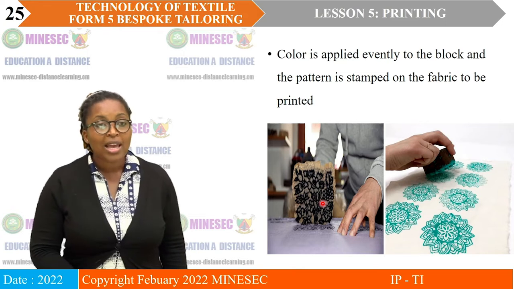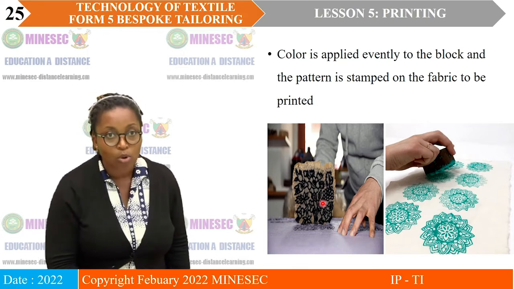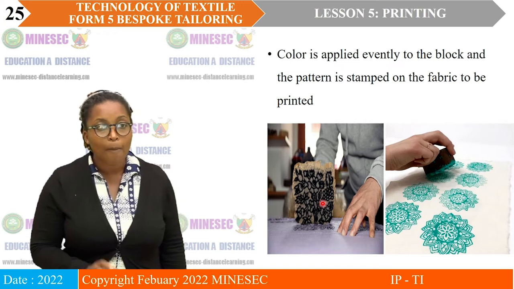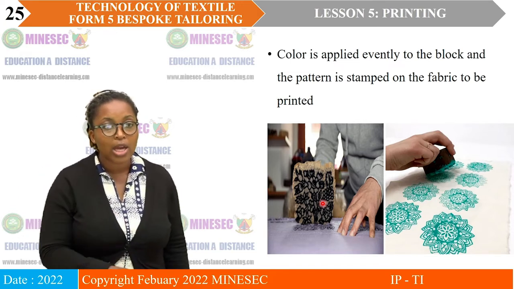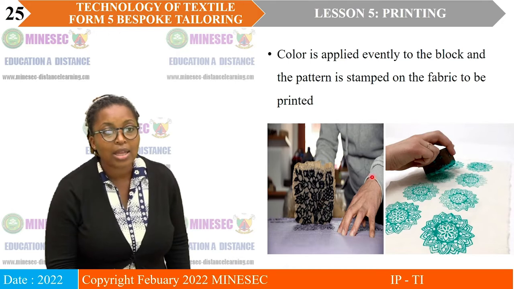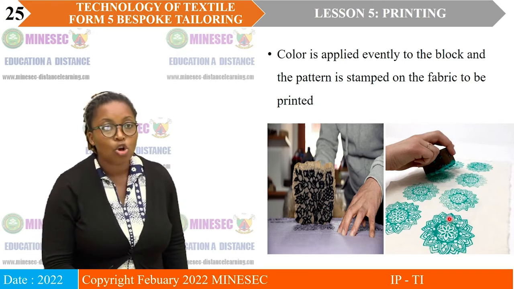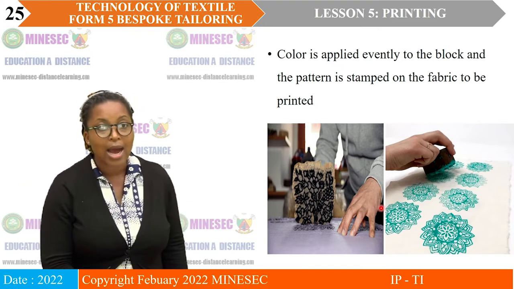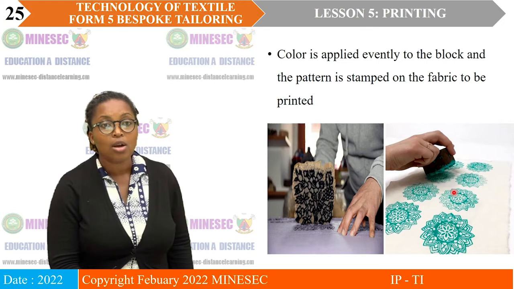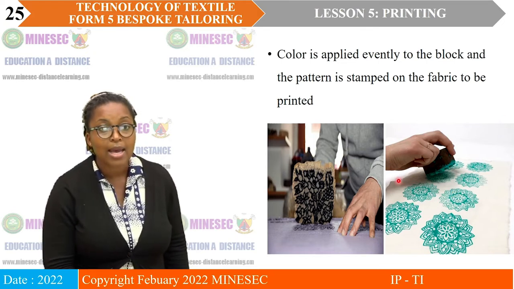Now, after you have carved, your fabric is tied on a printing table with a plastic rubber. Why do we put it? So that it will not stain. And now, the next step is to be stamped. It's done by stamping. So you put your wooden block, you stamp on your paste, and you stamp on your fabric. So this is block printing going on here. So you see that is by stamping.